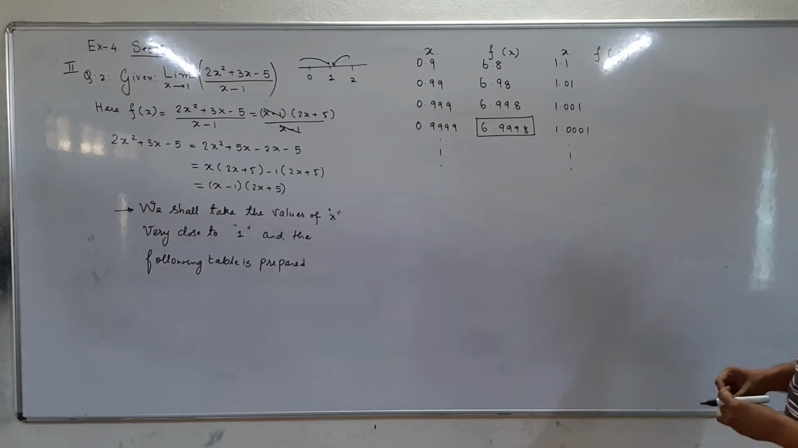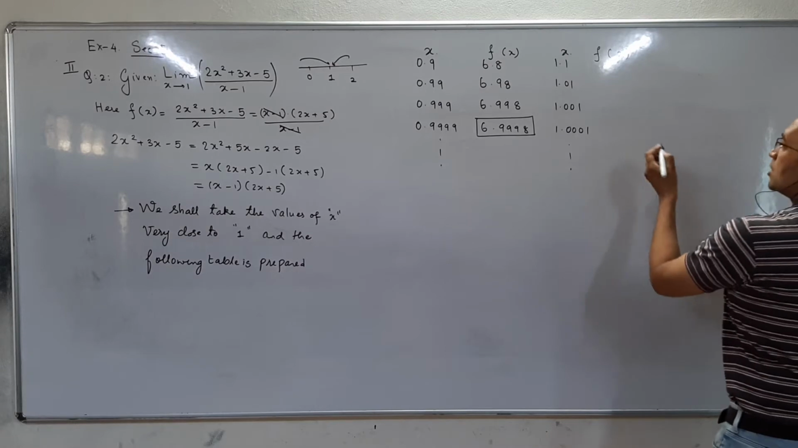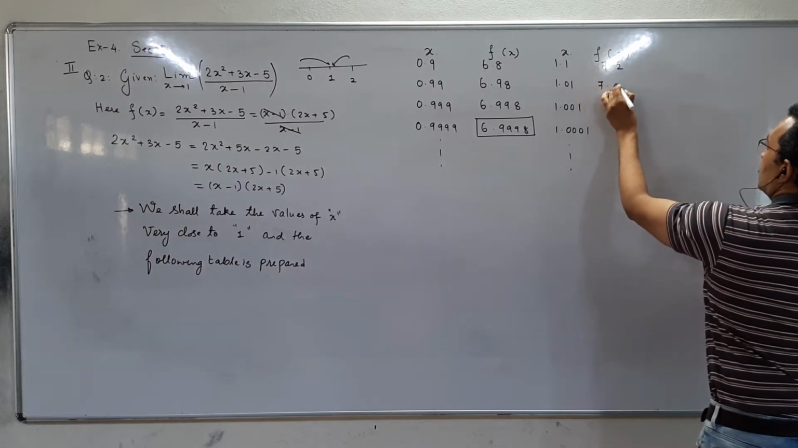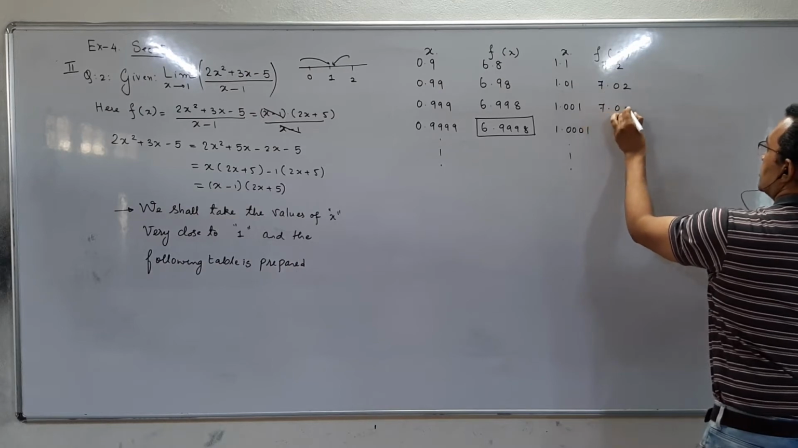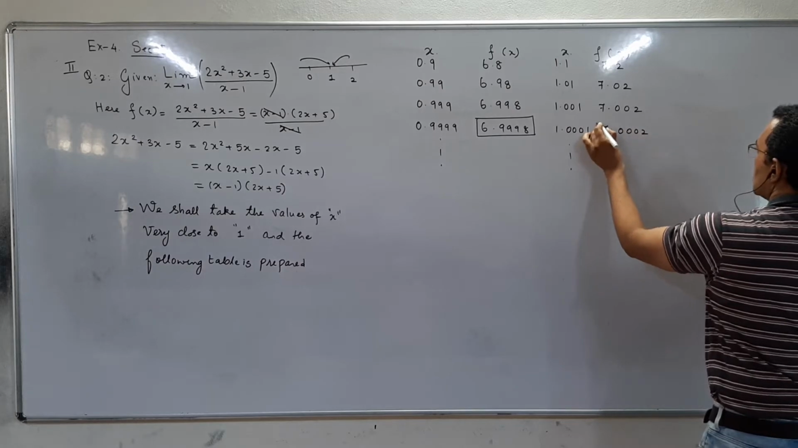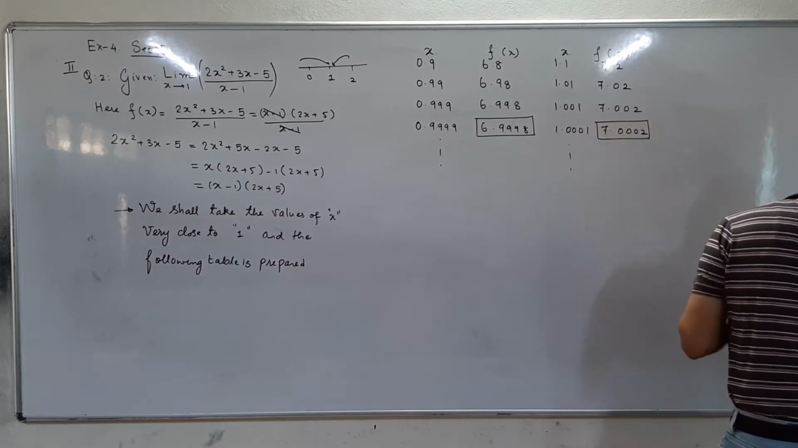Now when I take 1.1, 2 into 1.1 is 2.2 plus 5. So 7.2. This will be 7.02. 7.002. This will be 7.0002. This is approaching 7.